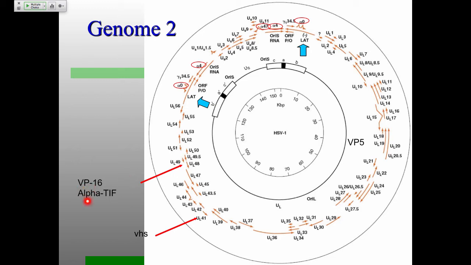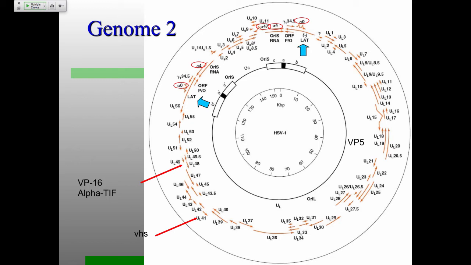VP16, also known as alpha-TIF, and VHS. What does VHS stand for? It's not the opposite of beta, no. Anybody old enough to get that joke? Yeah. A few of you. Exactly. Viral host shutoff. So really, these are the genes which you need very early on in the process of virus infection. VP16, as I mentioned already, is a really strong transcriptional activator. It's also known as alpha TIF, transcriptional initiation factor.